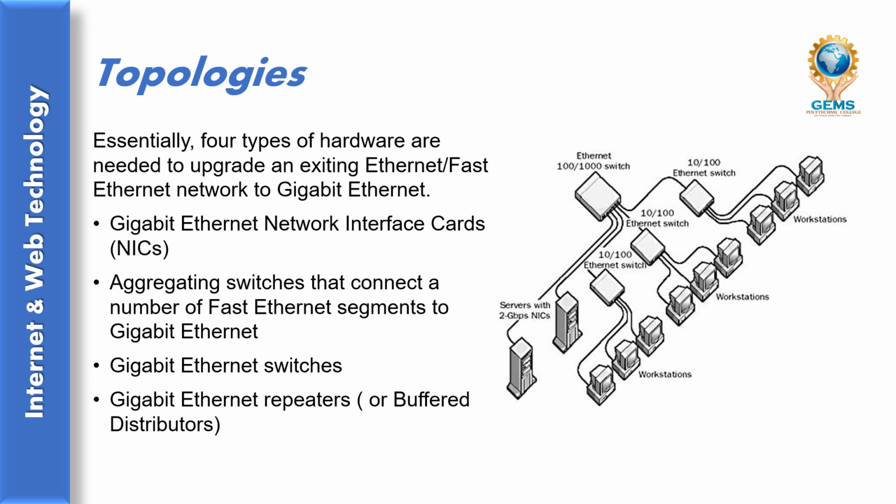Topologies. So this is one of the essential topics. There are four types of hardware needed to upgrade an existing Ethernet or Fast Ethernet network to Gigabit Ethernet. There is the Gigabit Ethernet network interface card, the aggregate switches that connect a number of Fast Ethernet segments to Gigabit Ethernet, Gigabit Ethernet switches, and Gigabit Ethernet repeaters, that is, buffered distributors.